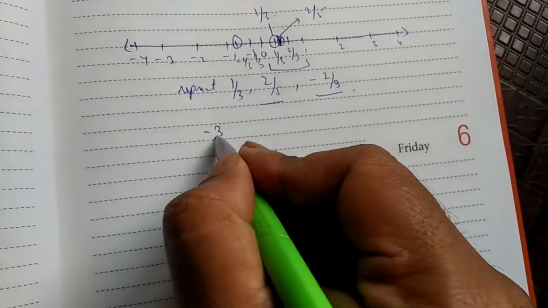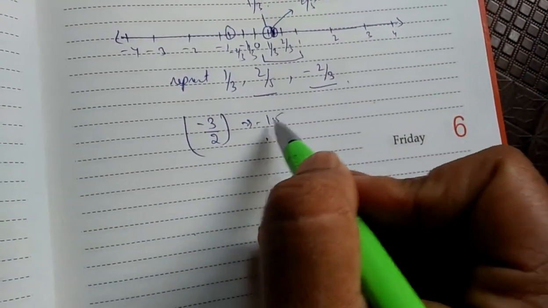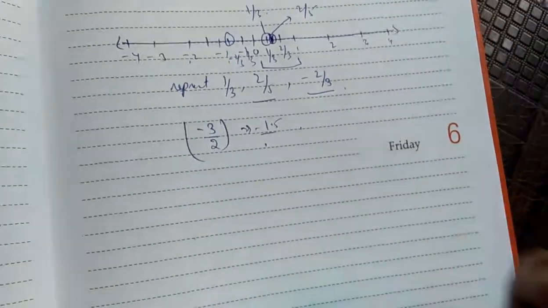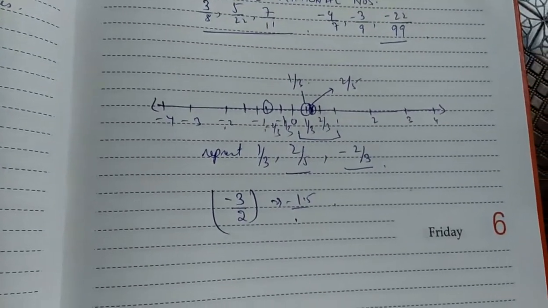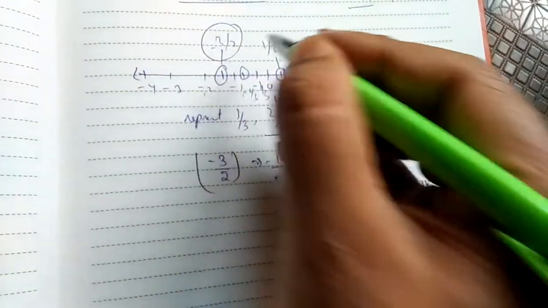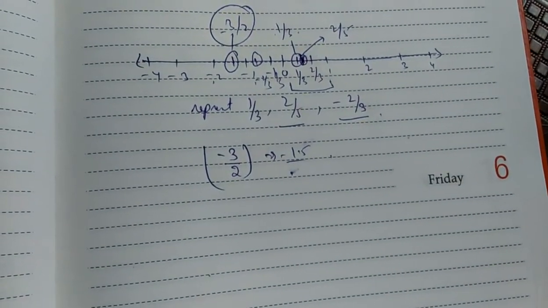Let's say minus 3 by 2 has been given to you. So minus 3 by 2 is equal to minus 1.5. So it will lie between minus 2 and minus 1. This is at the midpoint of minus 2 and minus 1. Okay. This is simple enough. Minus 3 by 2. Okay. So this is how you mark rational numbers on number line.